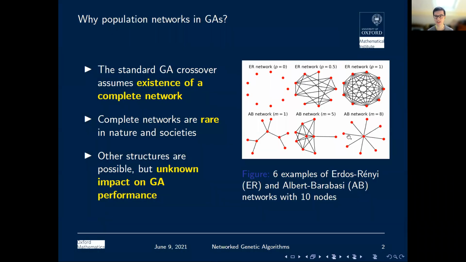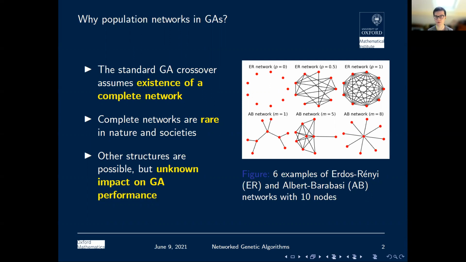The standard GA assumes implicitly the existence of a complete network. It does so by assuming that all individuals can mate with each other through crossover during search, based only on the fitness criterion. However, these sort of complete networks are actually quite rare in nature and societies. So this leads to wondering what happens if we have other structures and what is the impact of these structures on the GA performance, for instance, optimization tasks.